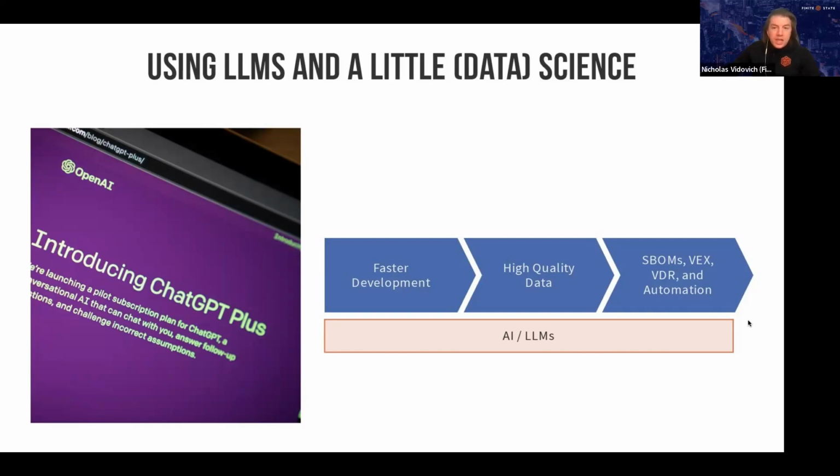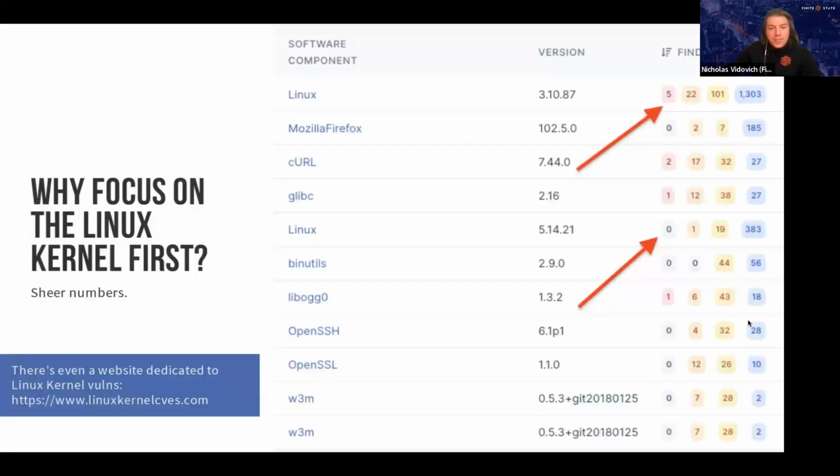And this is something that, as we started to look at, why would we focus on the Linux kernel first? So here I'm showing you an extract of a software bill of materials where we're showing software components that we've identified in a product, the versions of those software components, and ultimately how many security findings are associated with each of those components.